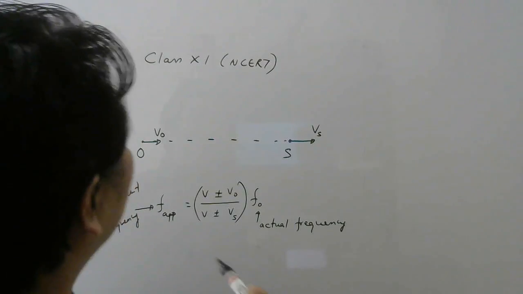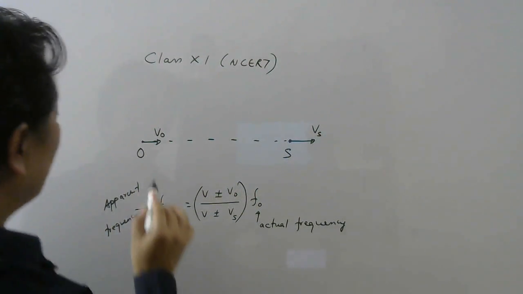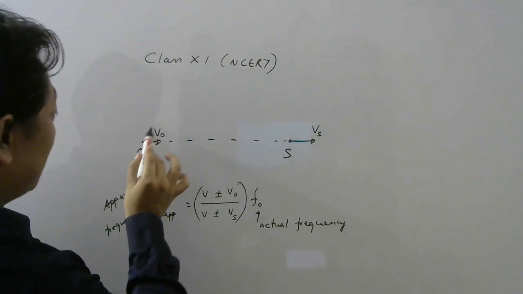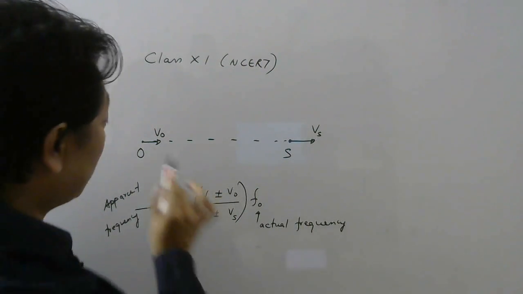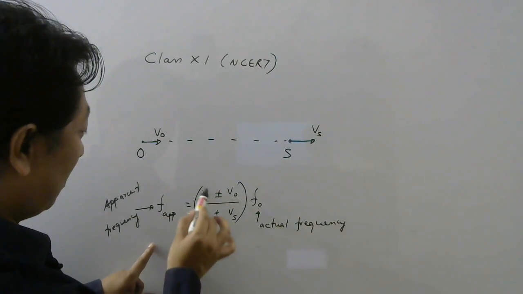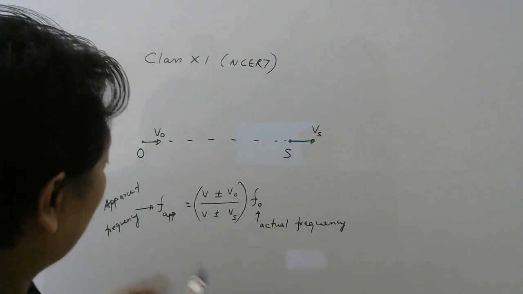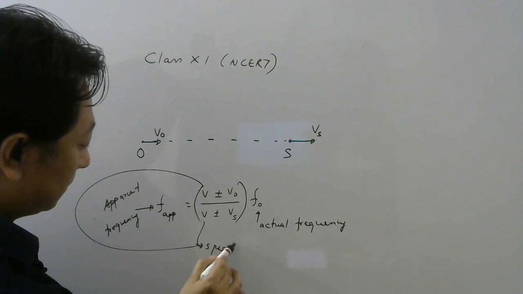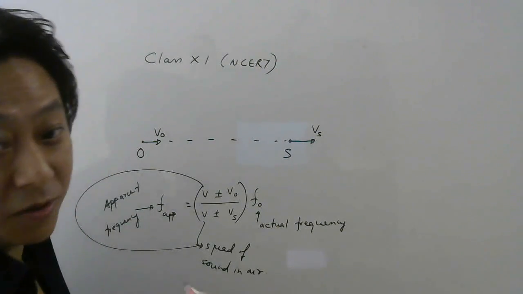Before answering the question, let us quickly revise the concept of Doppler effect as taught in class 11. So here is the observer and here is the source. This is the line joining them, and this VO is the velocity of observer along this line, and VS is velocity of source along this line. And the formula for apparent frequency is given by (V ± VO) divided by (V ± VS) times the actual frequency. Now, what is V here? V here is the speed of sound in air. In air here means with respect to air.